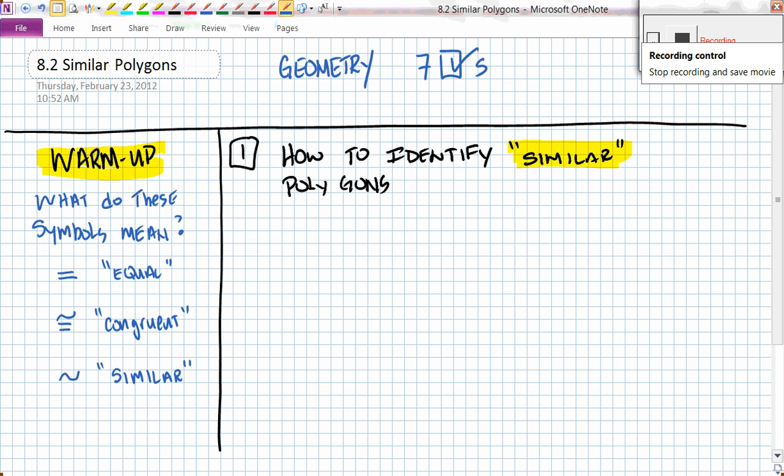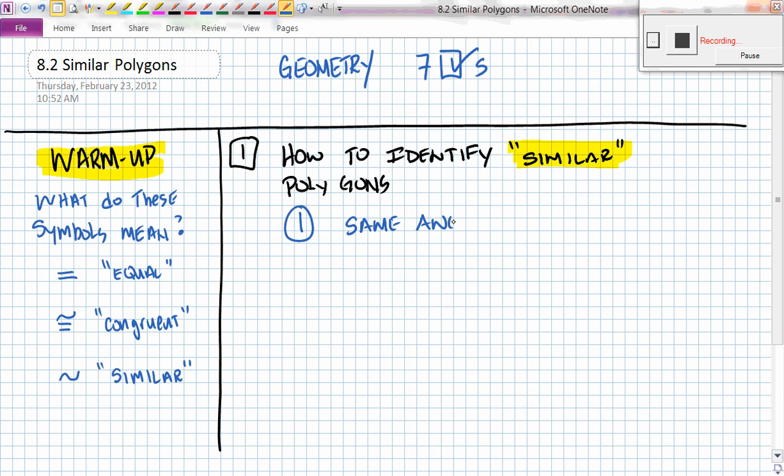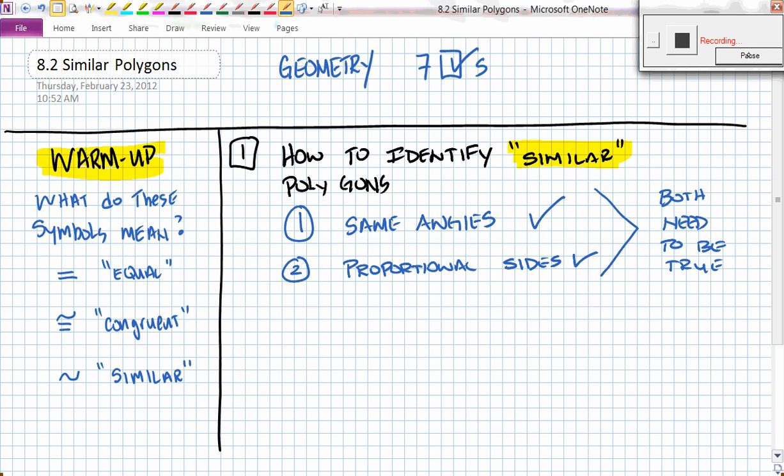Okay, how do we identify similar polygons? Well, two things have to happen. The first thing is they have to have all of the same angles. And the second thing that has to happen between similar polygons is that they have to have proportional sides. All right, both need to be true.